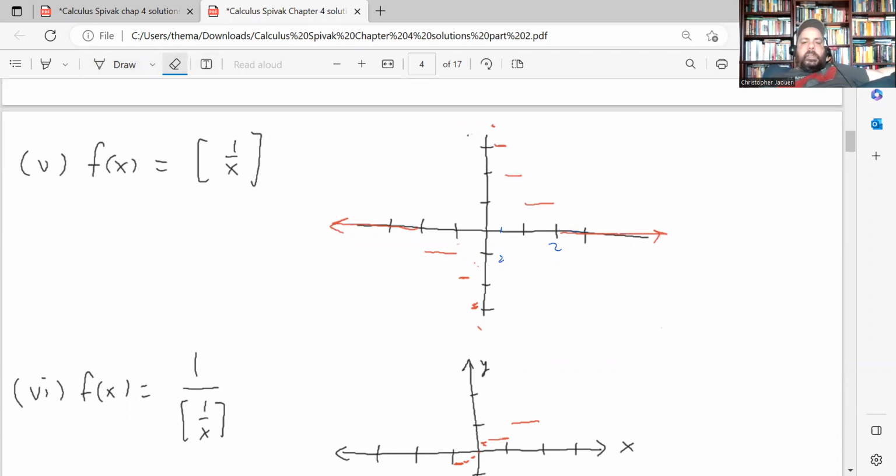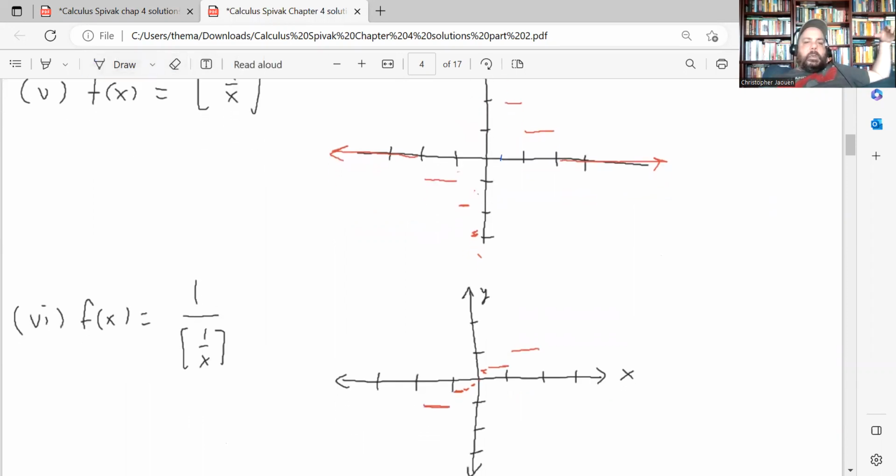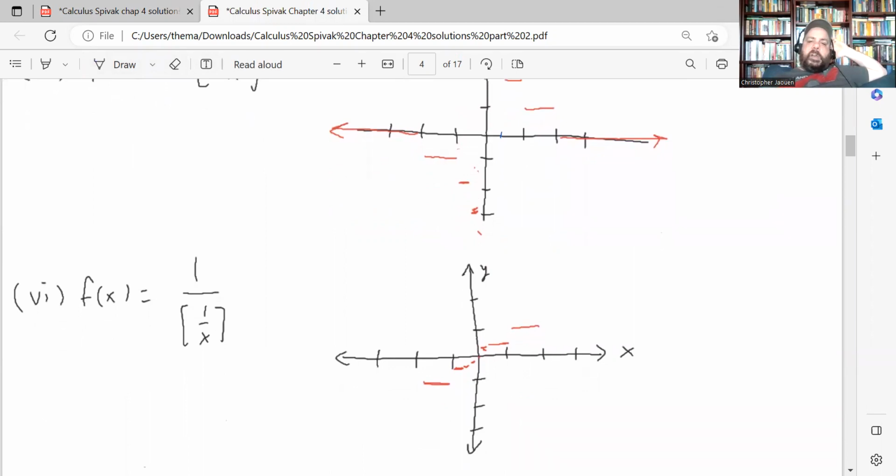And then the last graph is the graph of the reciprocal of that function. So at the points where the function in part 5 is 0, the function's not defined. And for the other intervals, it's just the reciprocal of the height for the other function. So it looks like this.